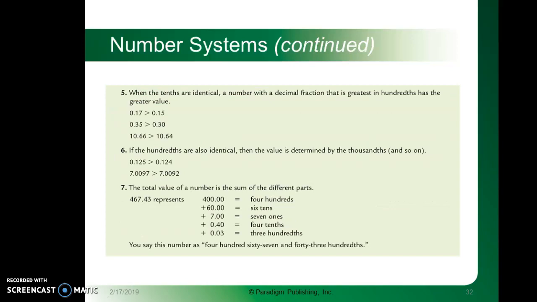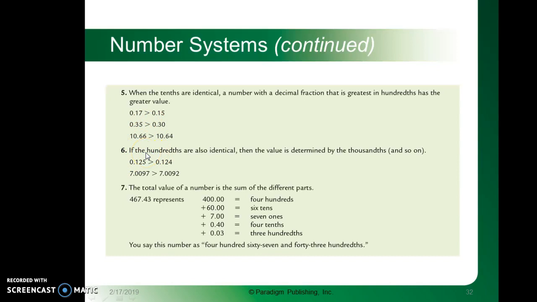When the tenths are identical, the number with the greater hundredths has the greatest value. So again, if our tenths are the same, 1 and 1, then we look at the next value. 7 is greater than 5, so that would be our greatest value. 3 and 3, and then we have 5 and 0, so 5 would be greater. 6 and 6, then we have 6 and 4, so 6 is greater than 4.